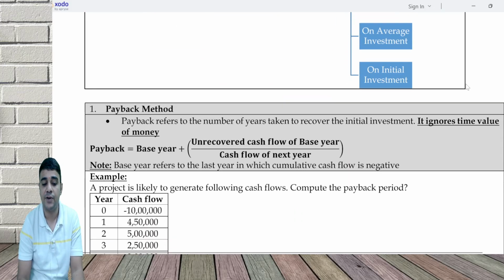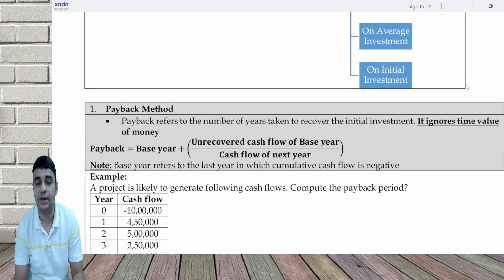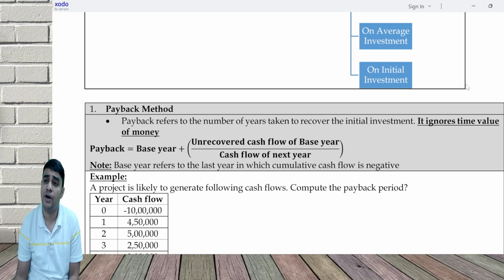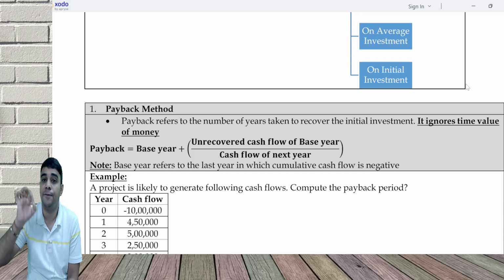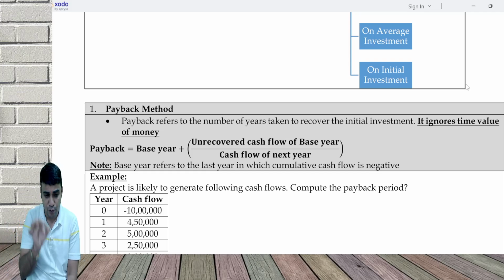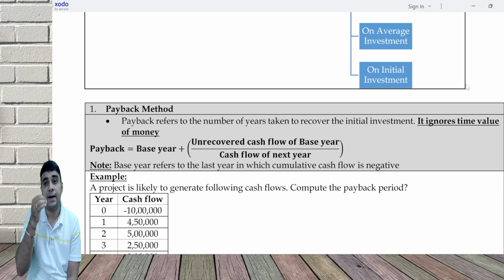So payback refers to the number of years taken to recover the initial investment. It ignores the time value of money. There's a formula. Formula is very simple. We calculate something called a base year. What is base year? It is the last year in which cumulative cash flow is negative. What is cumulative? Outflow and inflow put together. If it is negative, it means payback is not yet achieved. So the last year when it's negative, from negative when you move to positive, payback is achieved by the organization.